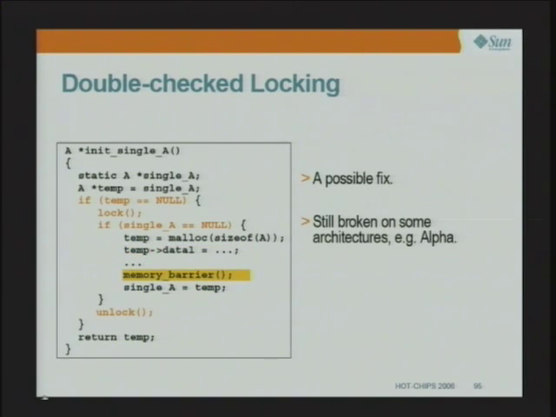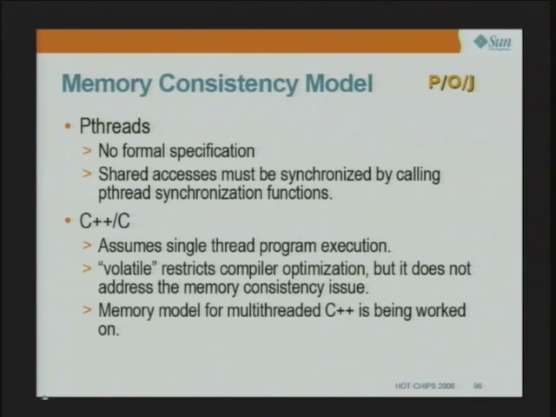One possible fix is to add a memory barrier between those statements, to make sure the compiler does not reorder them and the hardware does not reorder them. But it may still be broken on certain architectures. So this is another very difficult problem in writing multi-threaded applications. The problem is, first, it's difficult to understand and reason about. The second reason is that there's almost no good specification in the language you write.